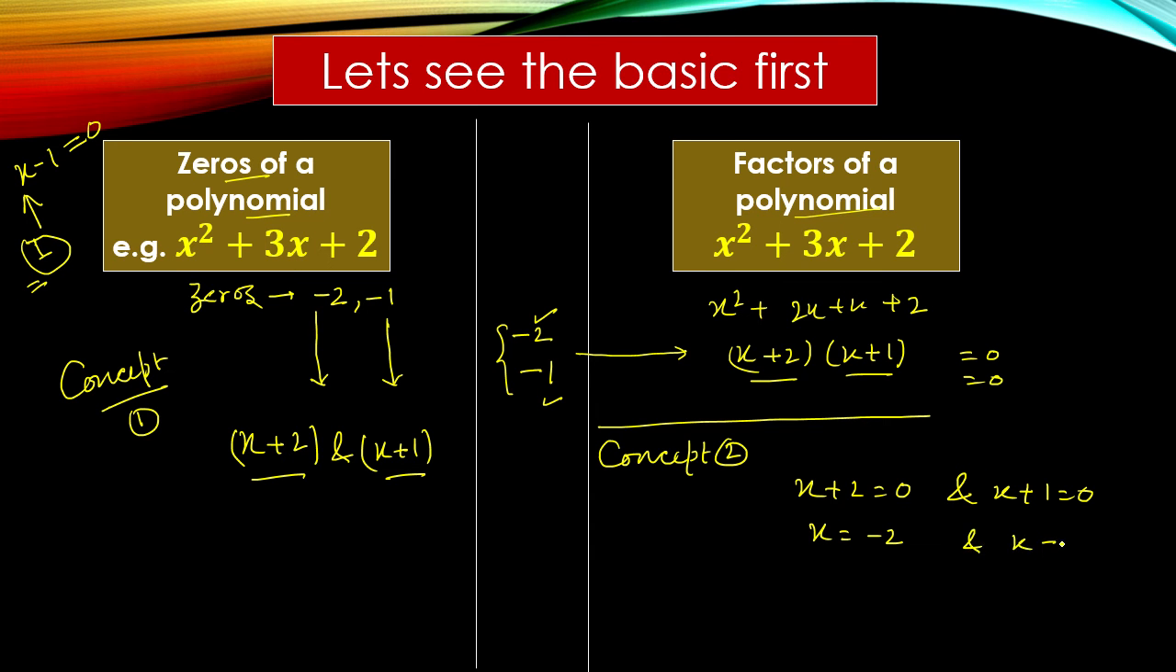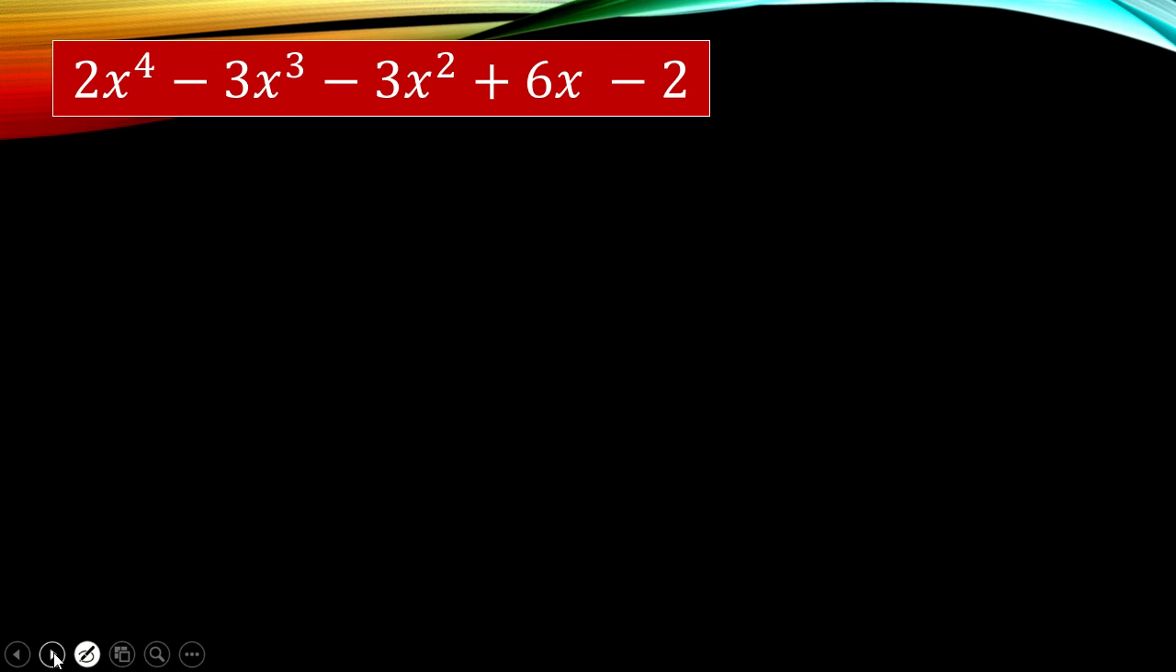This is concept 2. Concept 2 says that if we equate the factors to 0, we can get the zeros of the polynomial. So concept 1 and concept 2 both are helpful to solve the question. Concept 1 says if zeros are there, you can get the factors. Concept 2 says if factors are there, you can get the zeros. Now let's see how both concepts are helpful to solve the question.